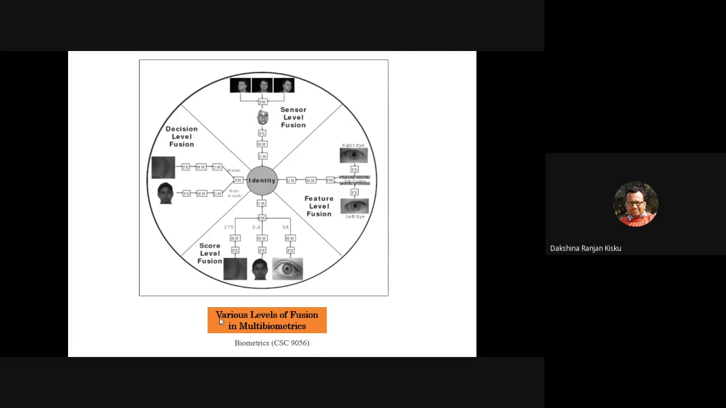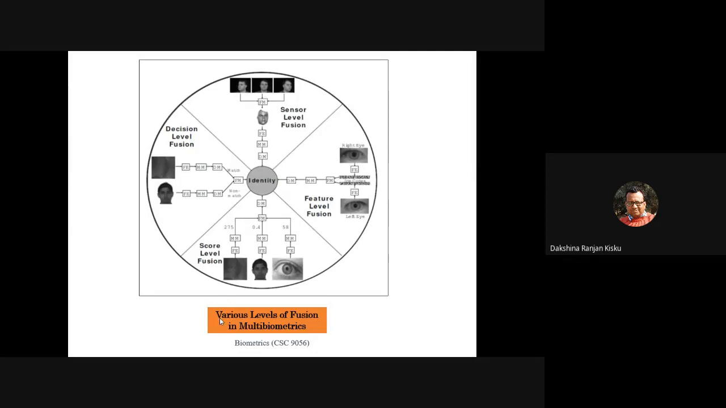Then we can have the decision level fusion. Now what is decision level fusion? Decision level fusion means the decisions of individual biometric systems. We can have multiple decisions which are produced by the same number of biometric systems. Now after having the decisions, we can fuse them together. We can fuse the decisions together with different decision level fusion techniques.